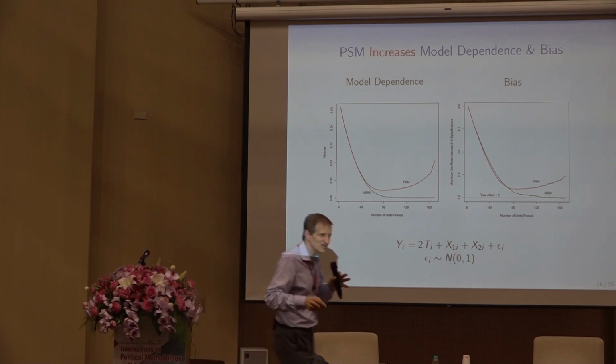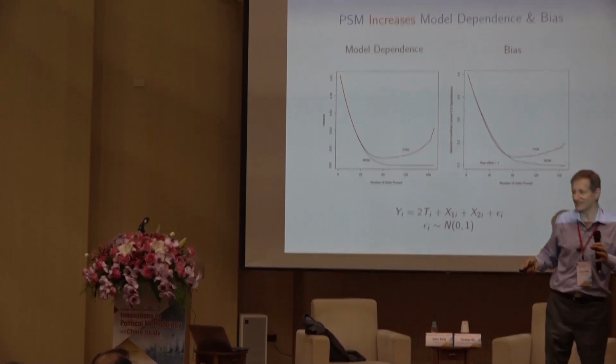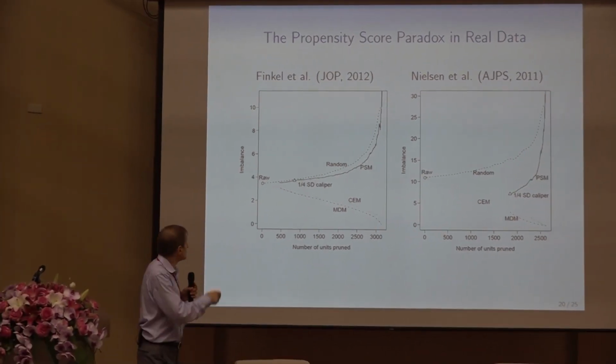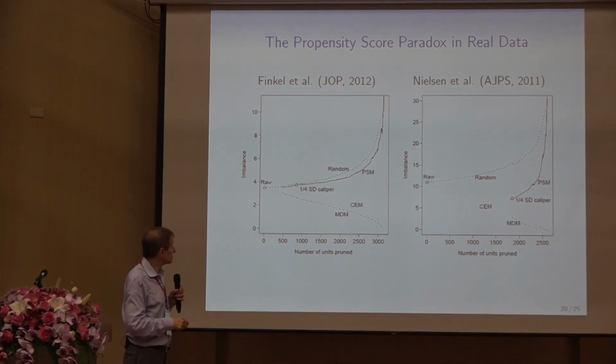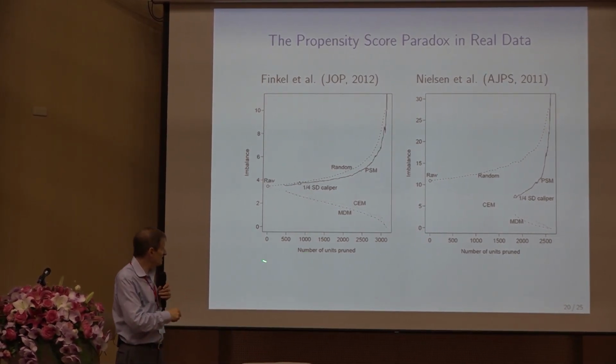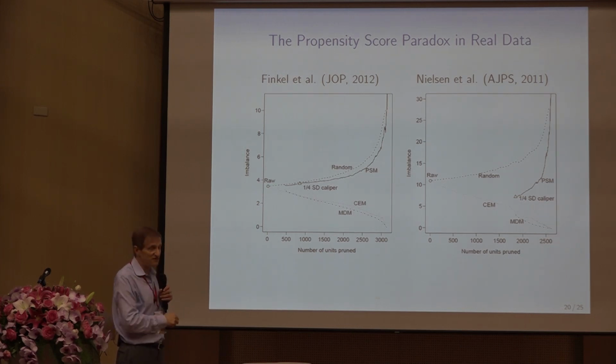Now you can say to me, okay, you had a lot of fun making up data. What about real data? So here's real data. This is an actual article in the Journal of Politics where we start off on the horizontal axis with the number of units pruned. The vertical axis is imbalance, like that variance. This is the raw data. So the raw data with no units pruned has this level of imbalance.